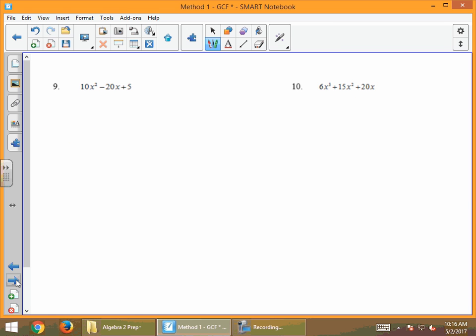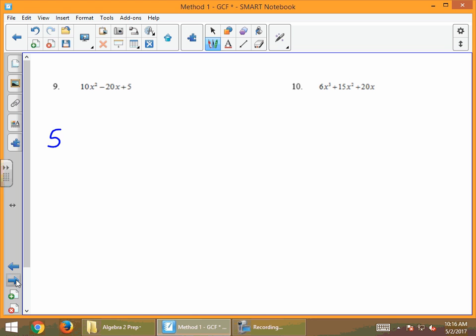All right, 9. Still got that trinomial going on. 3 terms. So we got to look at all 3 to figure out what it is. Well, what number goes into all 3 terms? 5 does. 5 goes into 10, goes into 20, goes into that. So we're going to put 5. Do they all share a variable? No. So it's just going to be 5.